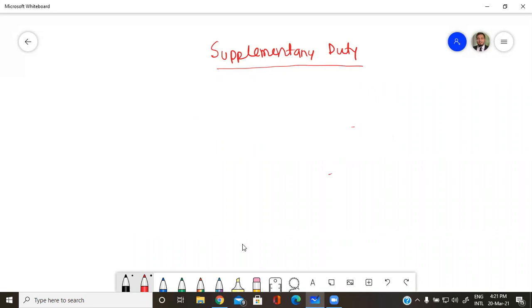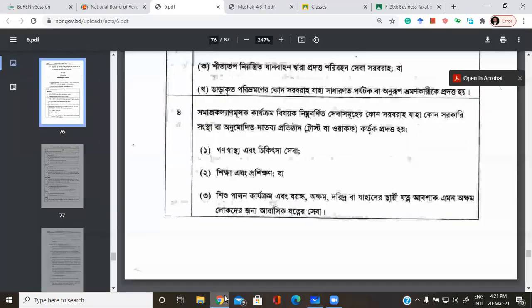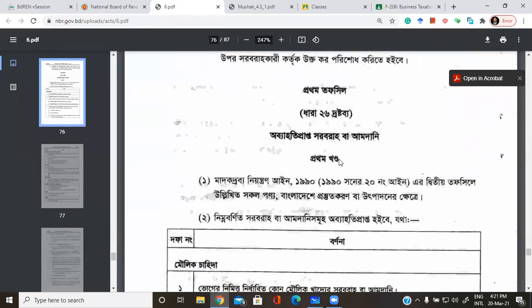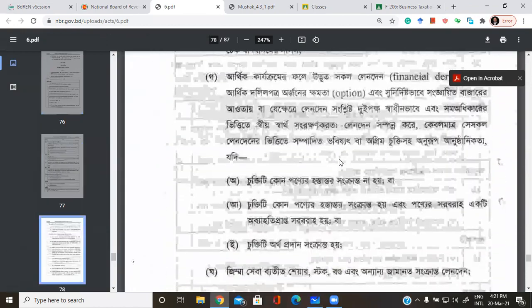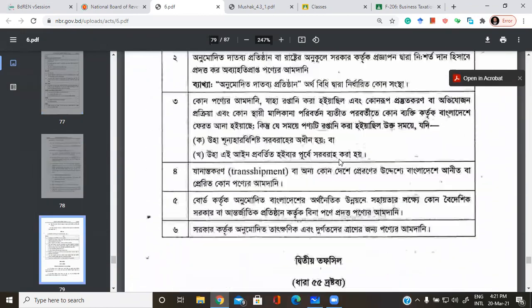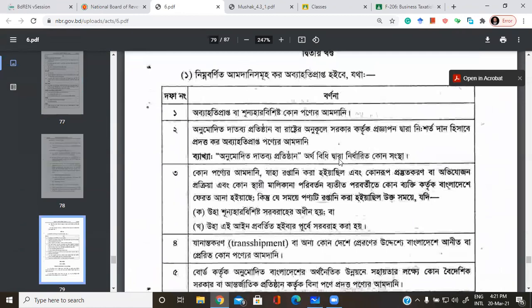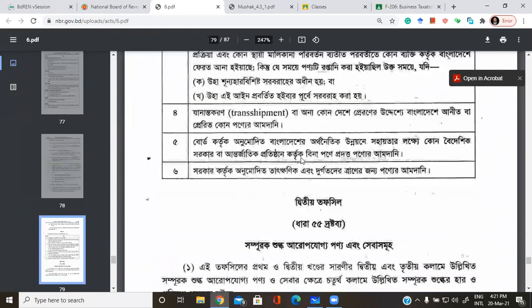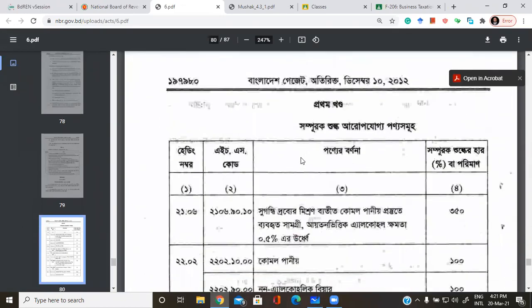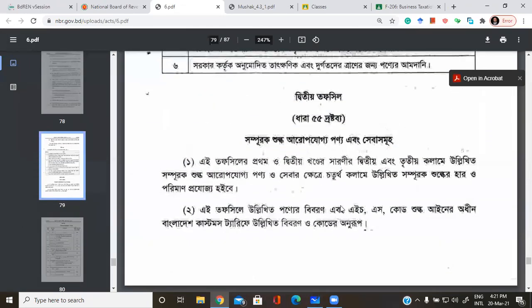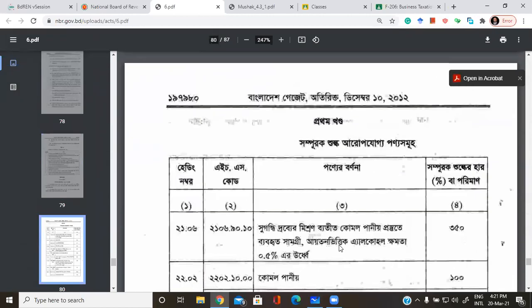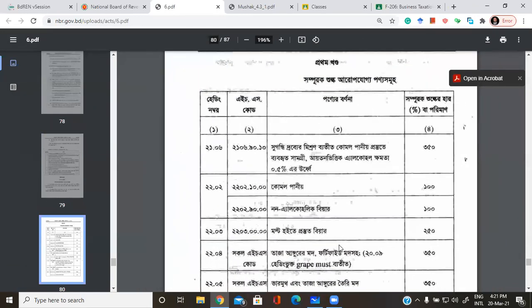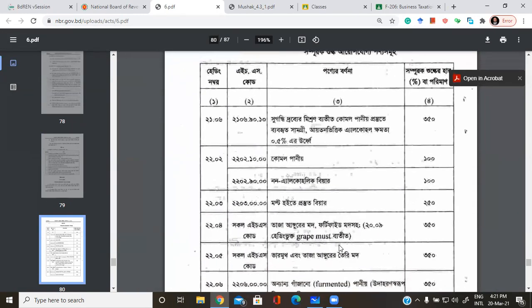I'm just wanting to show that there is a list of goods where zero rated goods are there. Okay. These are the goods that have been mentioned, and these goods are the goods on which supplementary duty is applicable. So let me show you some examples on which supplementary duty is applicable.